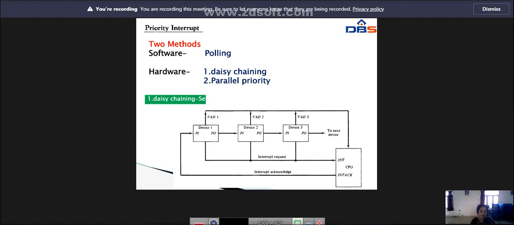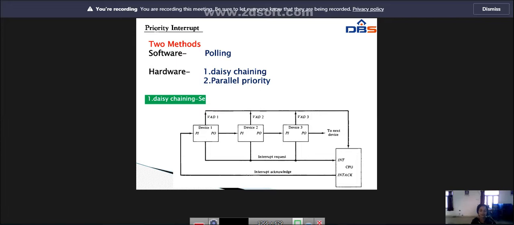Okay, so the acknowledgement signal passes to the next device through the PO, the priority output. PI is the priority input, PO is the priority output. It moves from the priority input to the output only if device 1 is not requesting an interrupt. If device 1 has a pending interrupt, it blocks the acknowledgement. So if there is any pending interrupt, it blocks the acknowledgement signal from the next device.